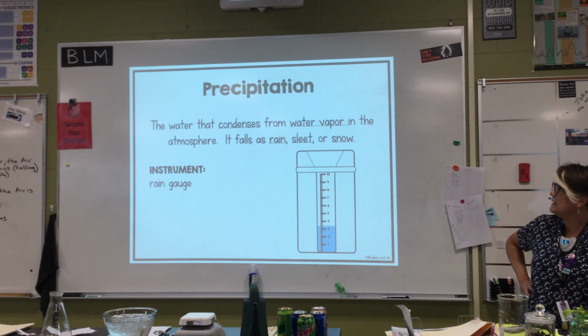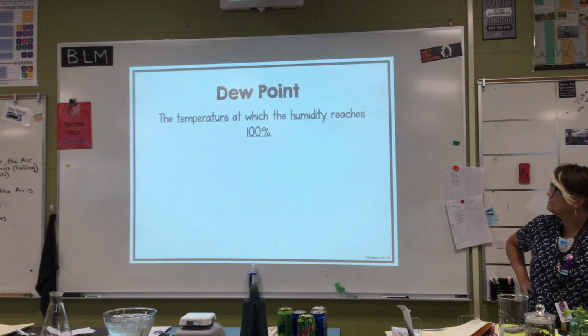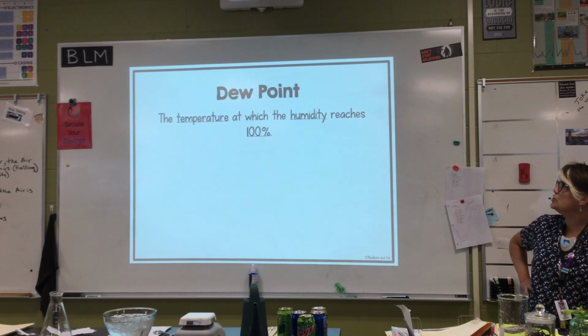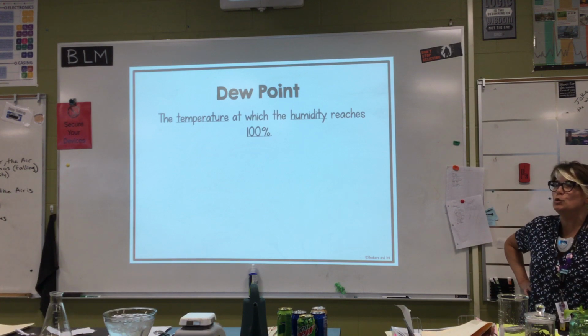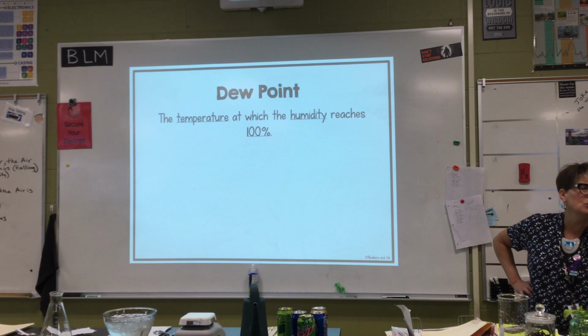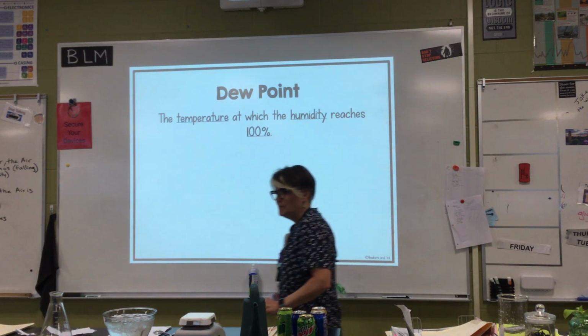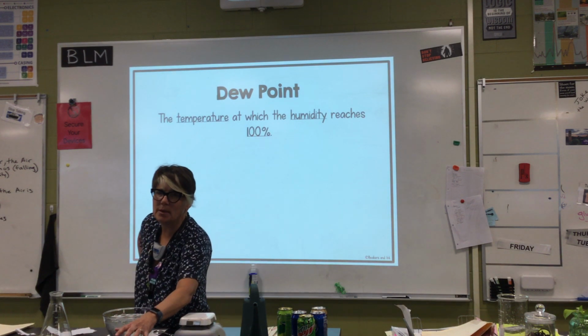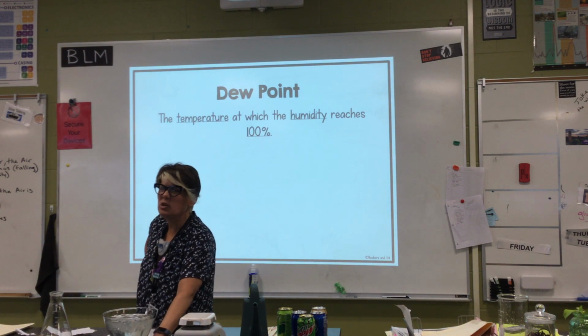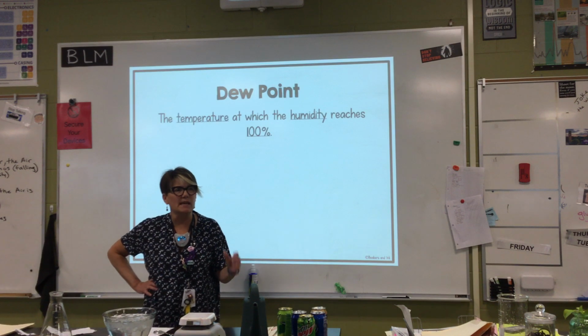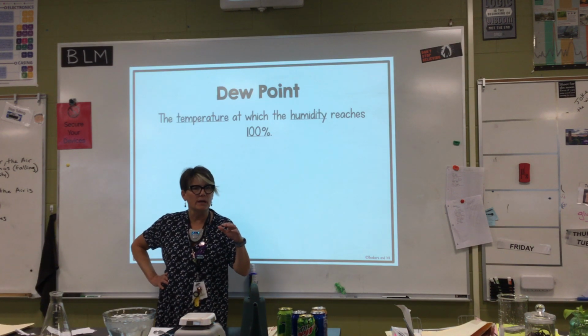Precipitation, we have a rain gauge. Dew point, the temperature at which the humidity reaches 100% and dew forms. What's dew? How could you explain dew to somebody? If I touch this table and dew's on it, what am I going to feel? Water. Moisture.